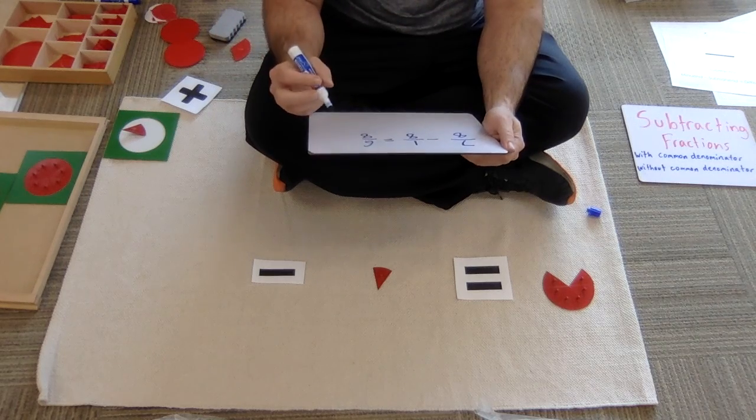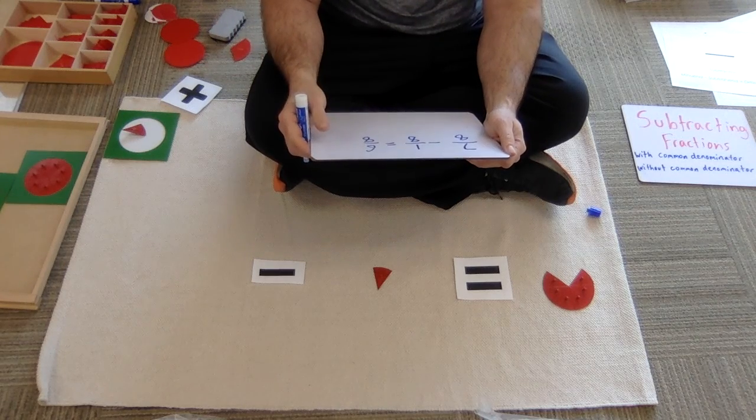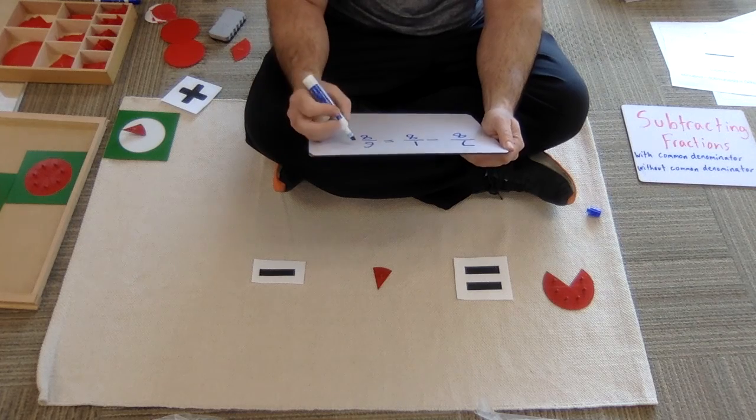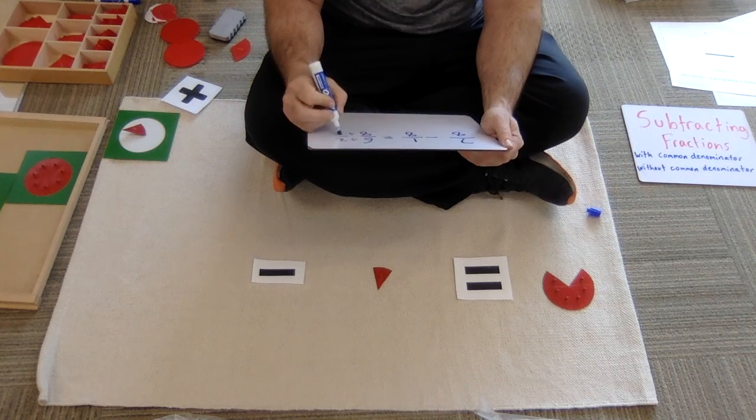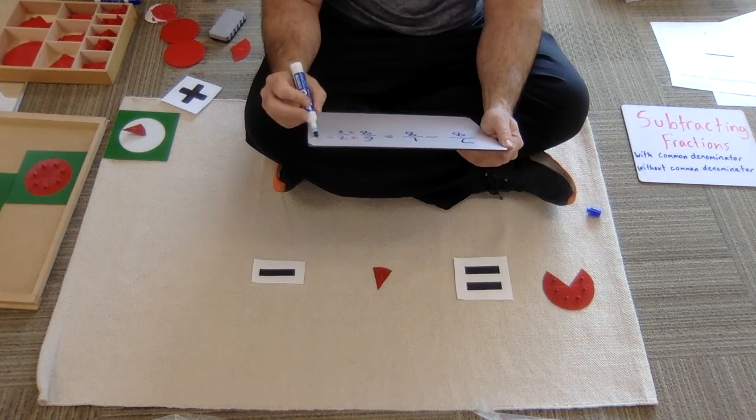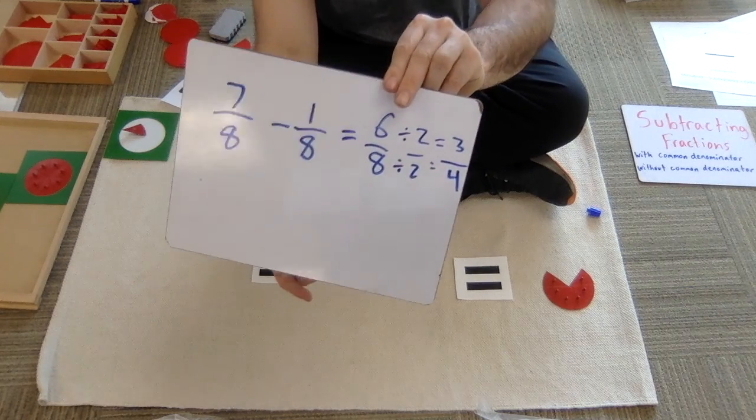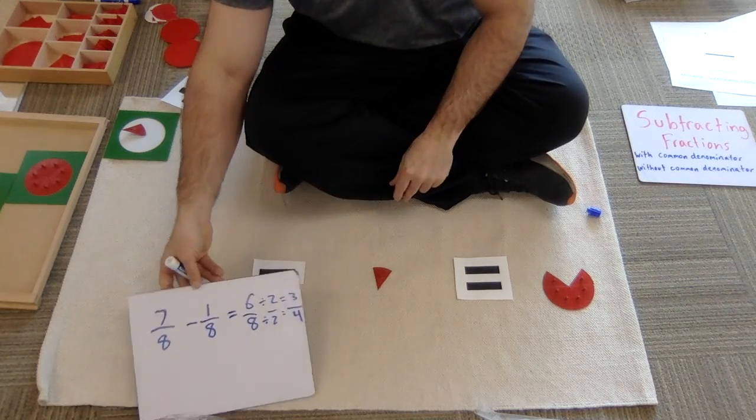What number is 6 and 8 both divisible by? Let's try 2. So 6 divided by 2, 8 divided by 2. Always treat numerators and denominators fairly. 3/4. 3/4. But don't take my word for it.